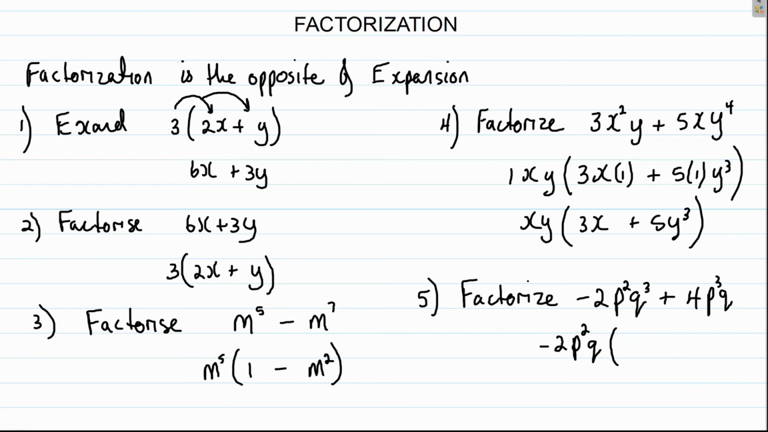First I'm going to divide negative 2 with negative 2, and that will give me positive 1. Now I divide p squared with p squared, and that will cancel out and give me 1. And now q to the power 3 with q to the power 1, I subtract the powers, 3 take away 1, and that will give me q squared.